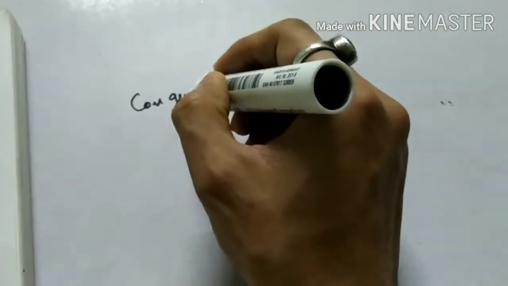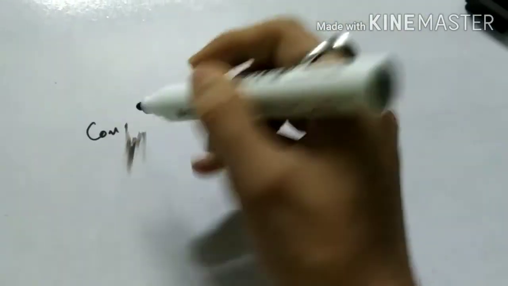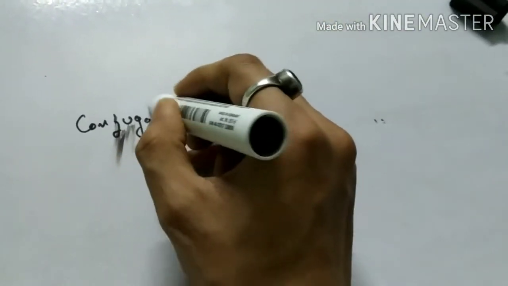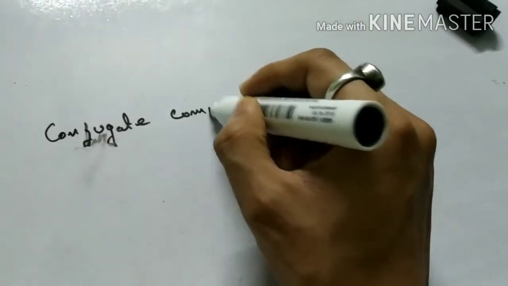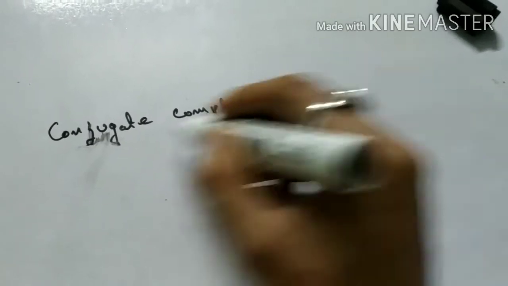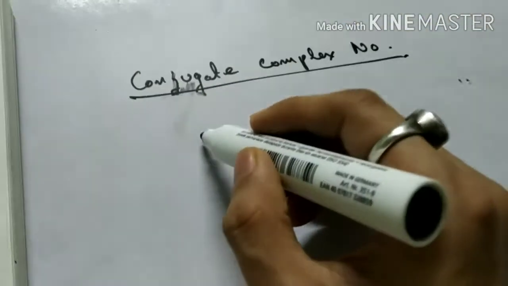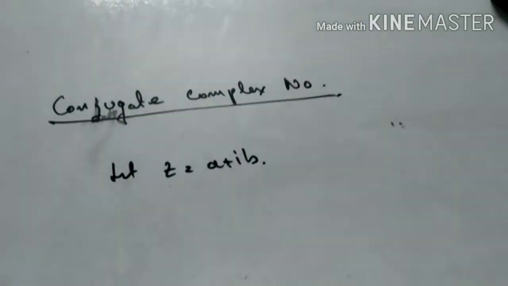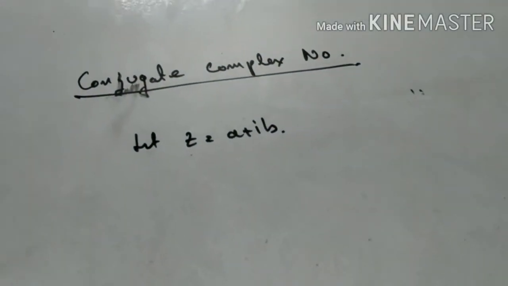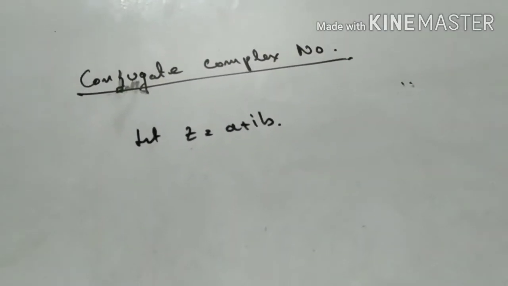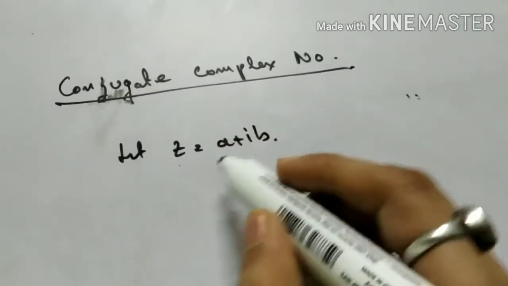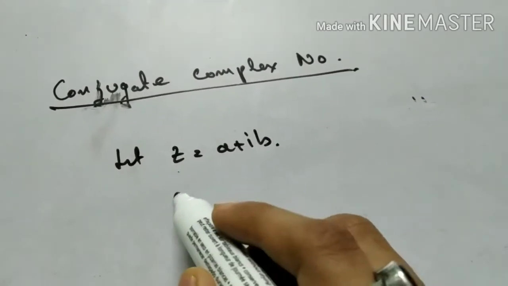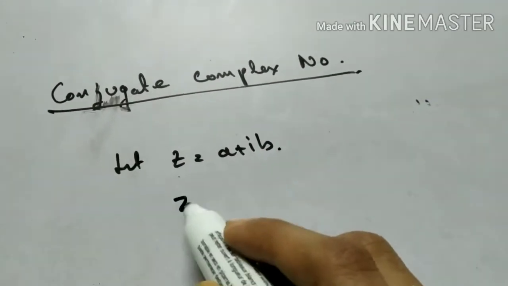Understand? Conjugate. You see in here, conjugate complex number. So let Z is equals to A plus IB. Let Z be a complex number, and it is A plus IB. Then the conjugate of Z, I write it as Z bar.